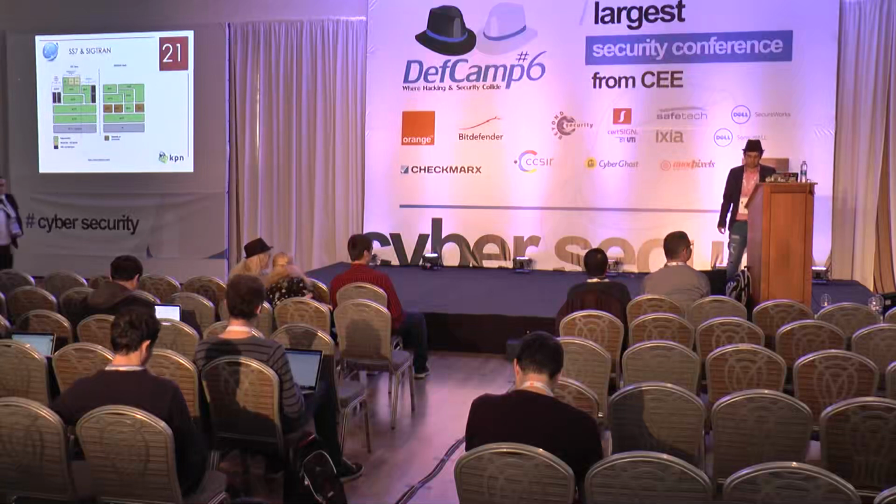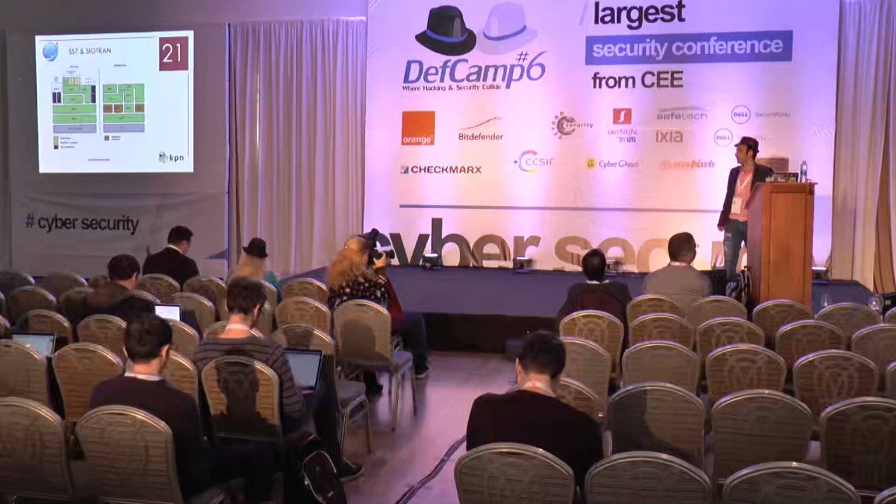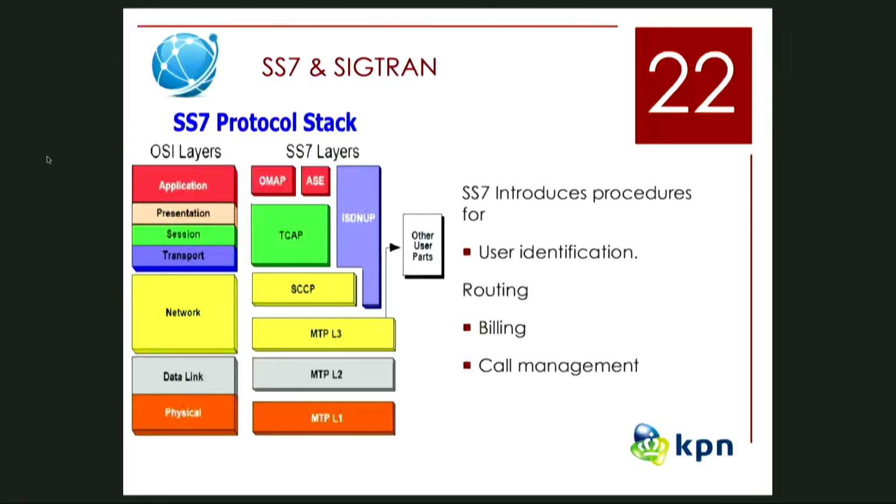SS7 is a common signaling system for transporting SS7 messages over the SS7 network, which was developed back in the old days, the 70s, and didn't introduce any security features back then. And there is also SIGTRAN. SIGTRAN is a set of protocols, an extension of the SS7 protocol, defined to transport SS7 messages over IP networks. And SS7 introduced procedures such as user identification, routing, billing, and call management.